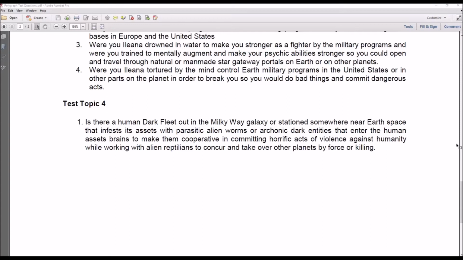And the Dark Fleet has many different cities, outposts, and bases in our solar system and outside our solar system. So they have a lot of power, and they use force, and they do kill, because they work with alien reptilians that conquer other worlds and planets. That's how it works. So that ends the portion of the simulated polygraph test.